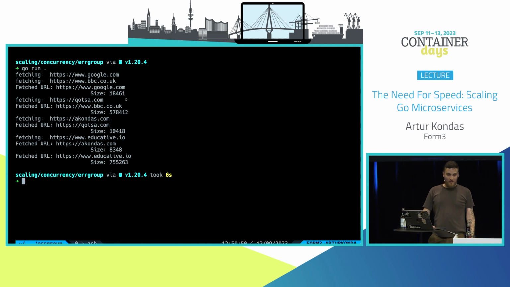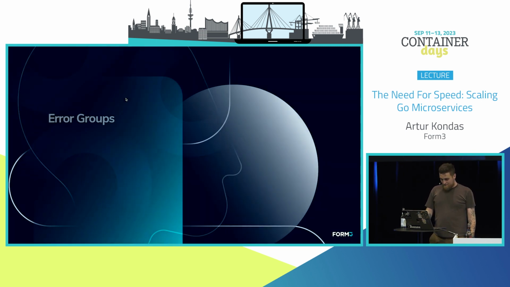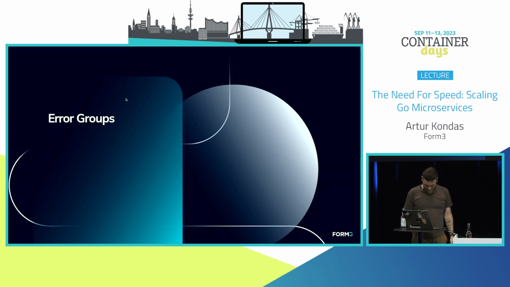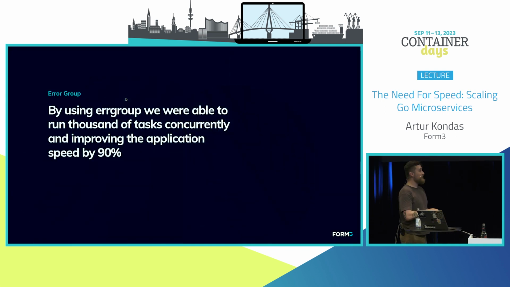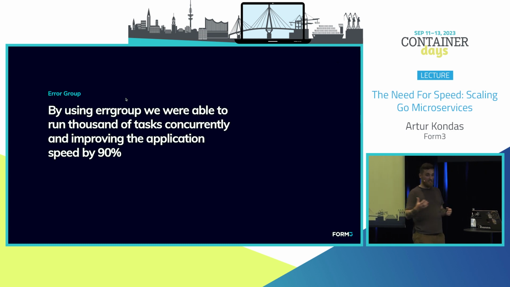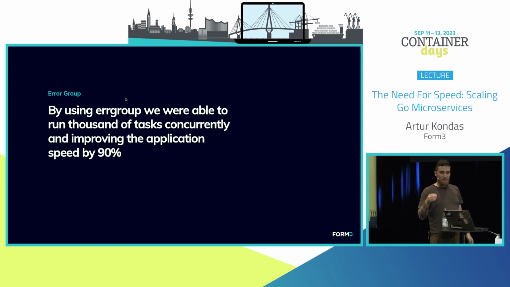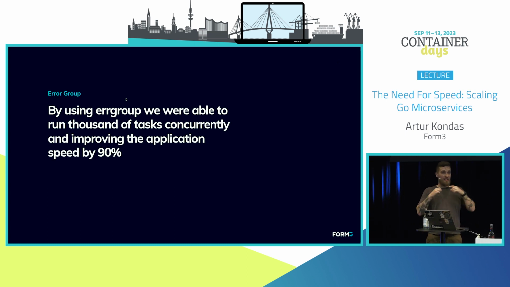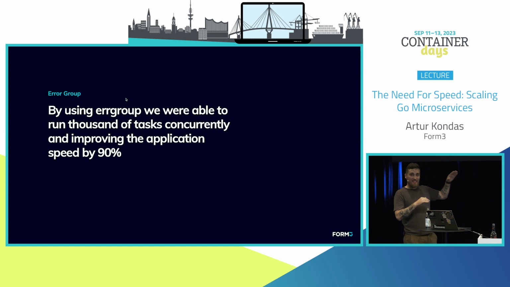Okay, cool. So we can go back into the slides. Yes. So by using error groups, this is actually a very nice title of something. By using error groups, we're able to run thousands of tasks concurrently in each application and improve the application speed by 90%. It doesn't feel like much code, but again, if you go back into benchmark first, scale next, we found this as the major culprit of all the issues that we had in the application. So that was the easiest and the fastest bit we could do.